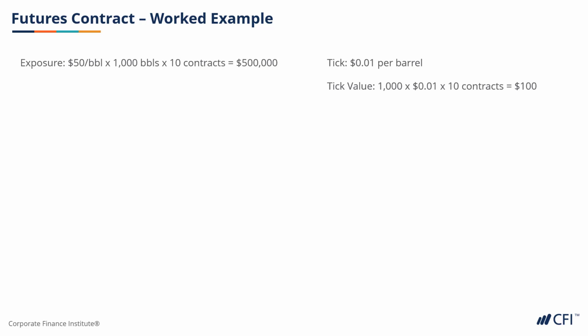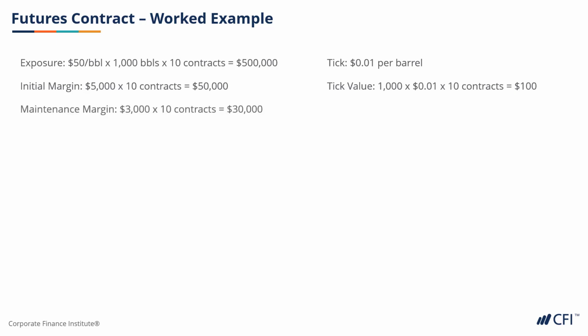Now let's remind ourselves of the margins. Each counterparty will need to deposit with the exchange $5,000 per contract. But because there are 10 contracts, the counterparties need to deposit $50,000 each with the exchange. Each counterparty also needs to make sure that their margin account at the exchange never drops below $30,000. That's $3,000 per contract times 10 contracts.